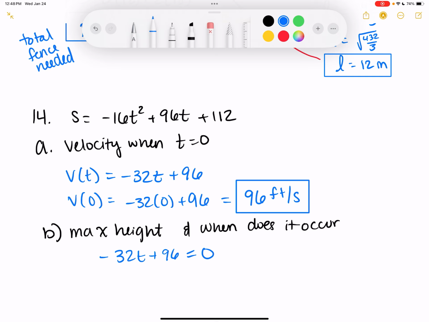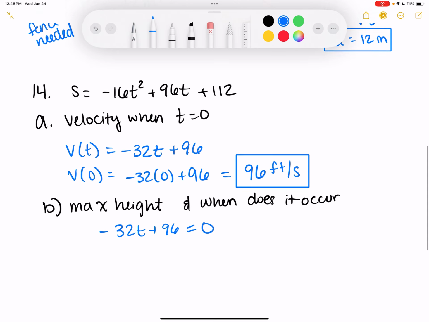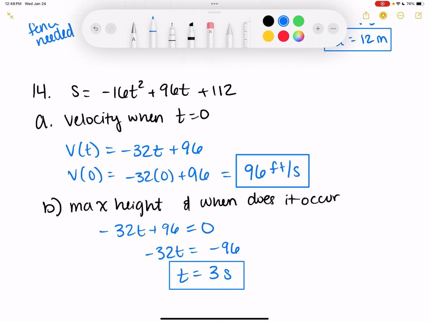So I'm actually going to find this stuff in the opposite order. I'm going to find when it occurs first, and then I'm going to find the max height, because that's just the way that it's going to work out, but that's just the way that they write it. So negative 32t is equal to negative 96. So t equals 3 seconds. So it occurs at 3 seconds. Yes, the max height is occurring at 3 seconds.